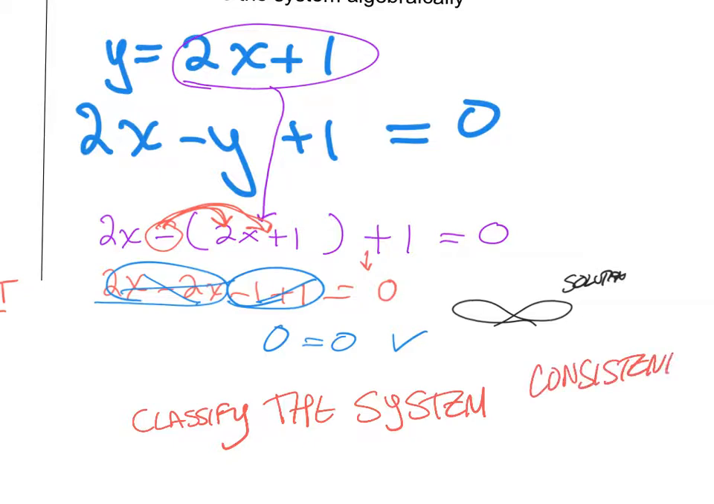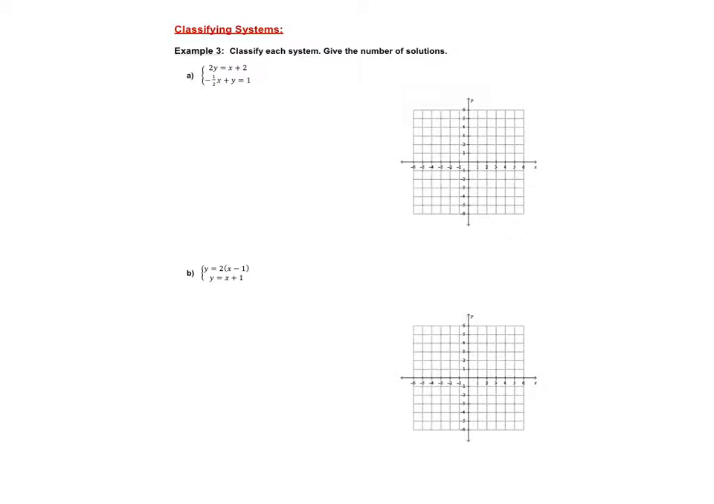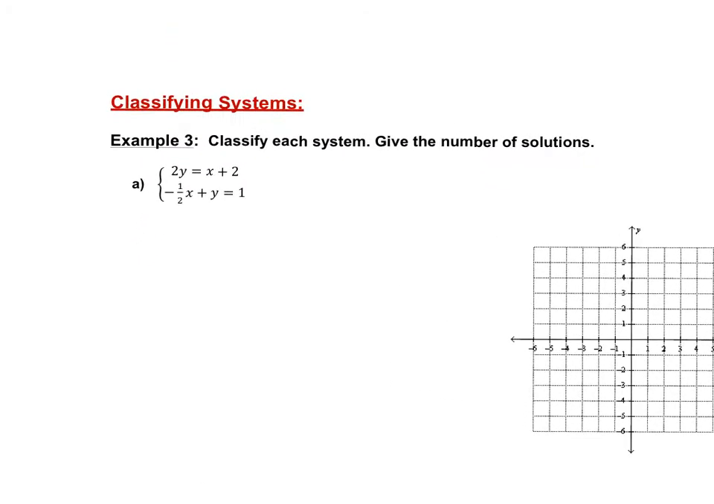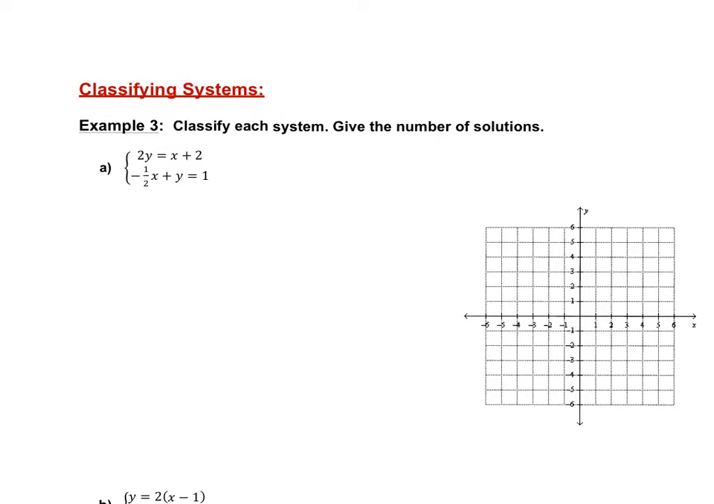And remember, when I say you have an answer, it means that the lines cross. This specific system just happens to cross at both places. So it's consistent, and because it's infinite, it's dependent. So for some examples here, they want you to classify the system. So you're going to say whether it is consistent or inconsistent, and dependent or independent.